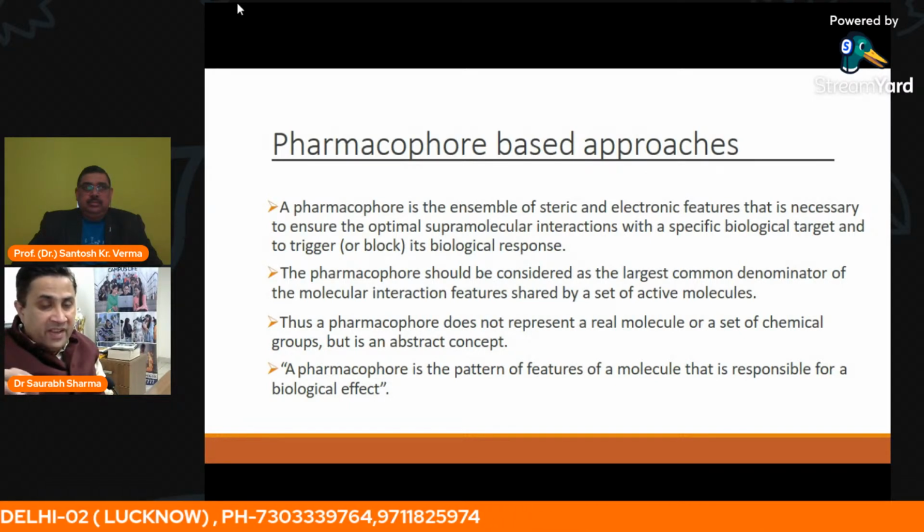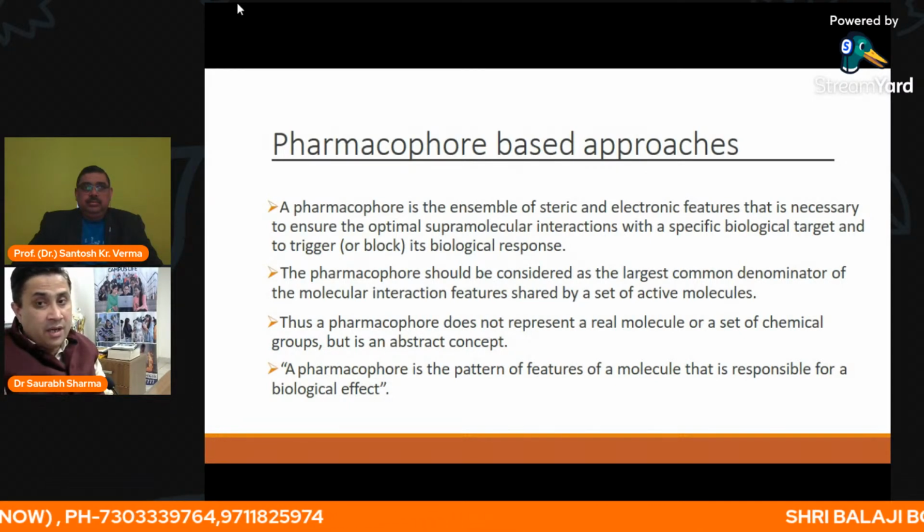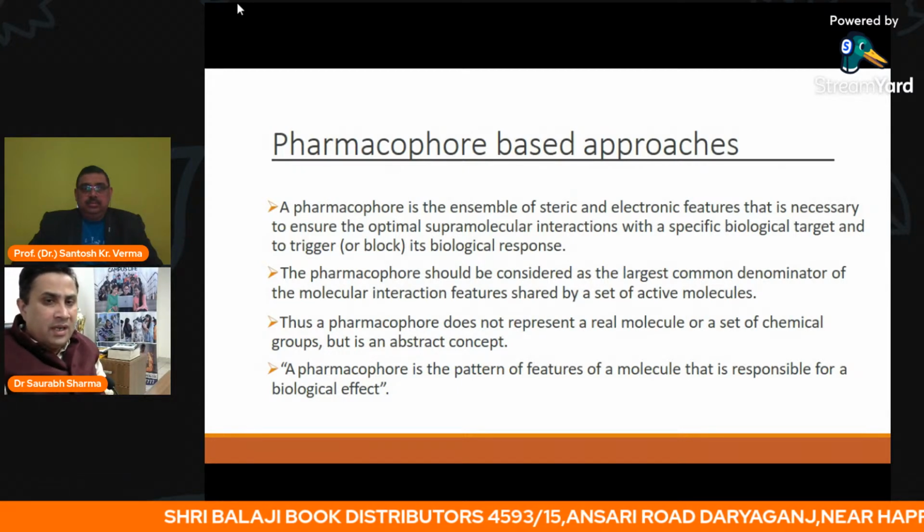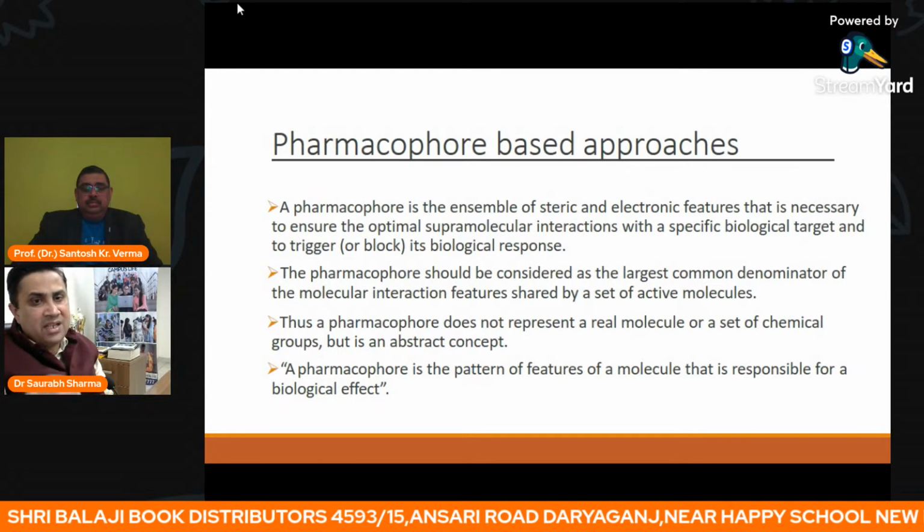A very important term here is interaction. The interaction with the biological target, which is very specific, may be stimulating or may be blocking. But the binding is very important. The interaction is very important.